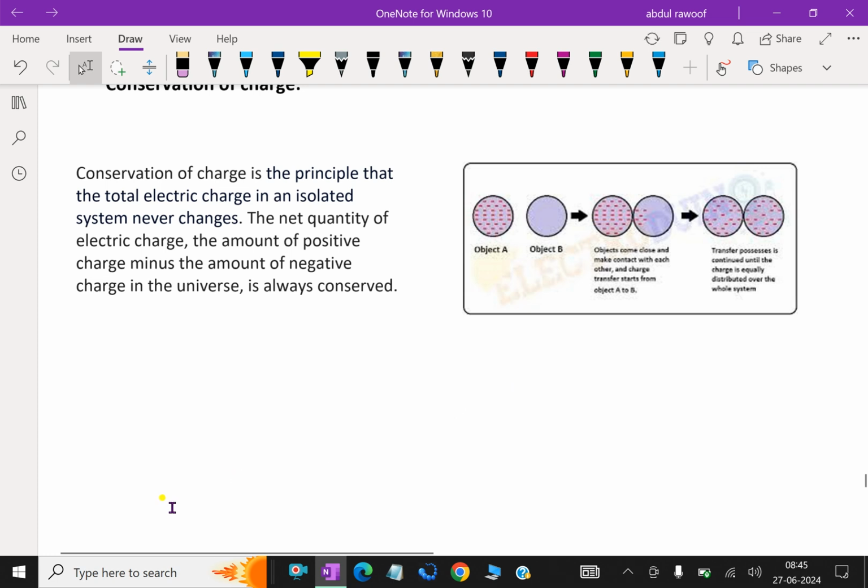Means the algebraic sum of charges in the universe is constant. When a particle with charge positive e is created, a particle with negative charge is simultaneously created in the immediate vicinity. When a particle with charge plus e disappears, a particle with minus e also disappears in the immediate vicinity. Hence, the net charge of the universe remains constant always.